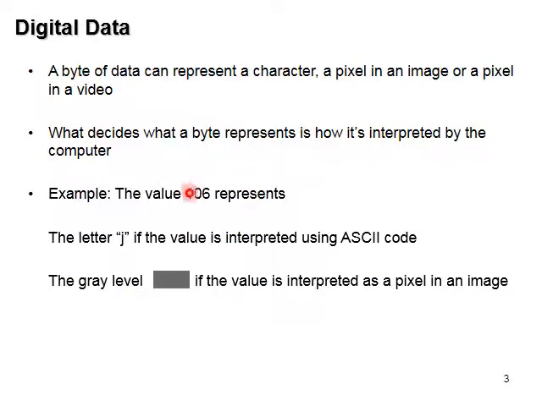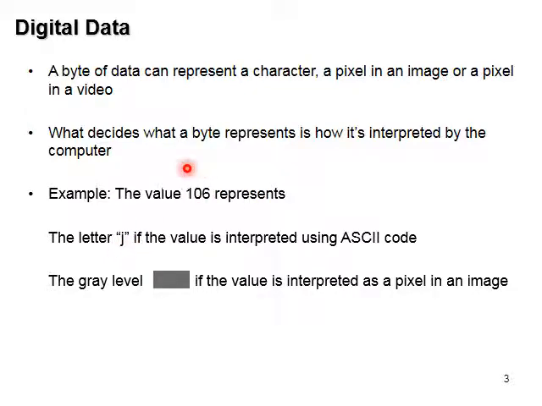So as an example, if you have the value of 106, okay? So 106, if you convert it into binary, you will have a certain arrangement of bits. Now, 106 could represent the small letter j if the value is interpreted using the ASCII code. You probably know what the ASCII code is. This is a code that has been made in order to define some binary pattern for every character you have in the keyboard, okay? So the value 106 in the ASCII code represents the letter j.